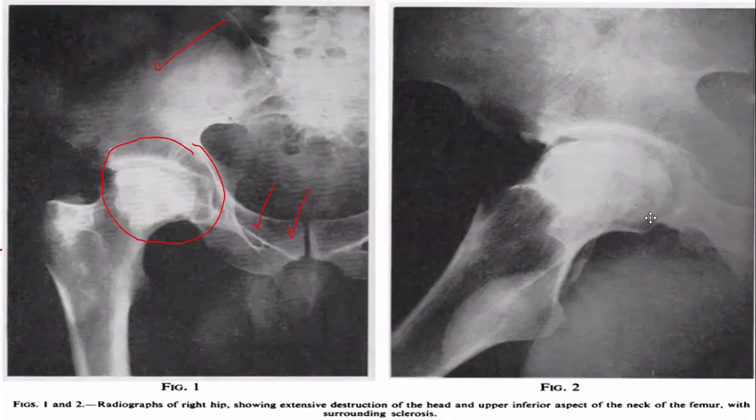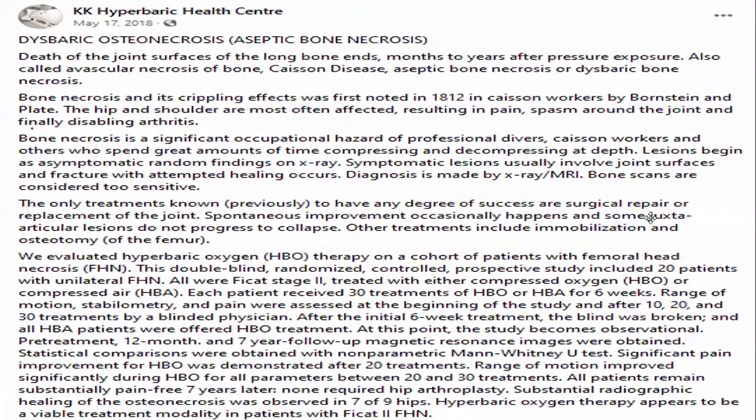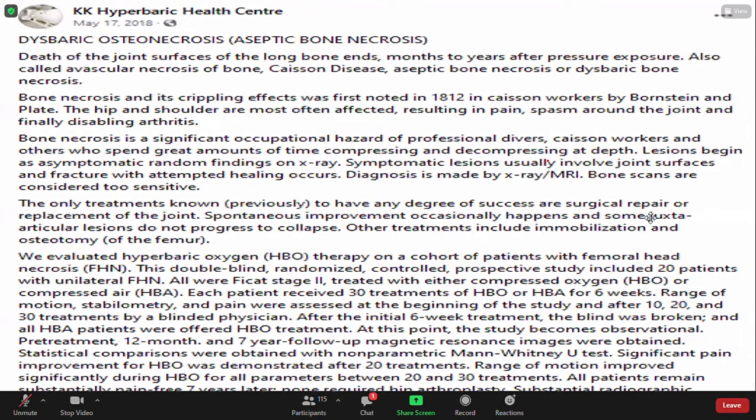So that's all about dysbaric osteonecrosis. Don't worry about that. That is just an example for you, so that you can appreciate and understand Caisson's disease better. That's why I include pictures. Okay. So there's another osteonecrosis.